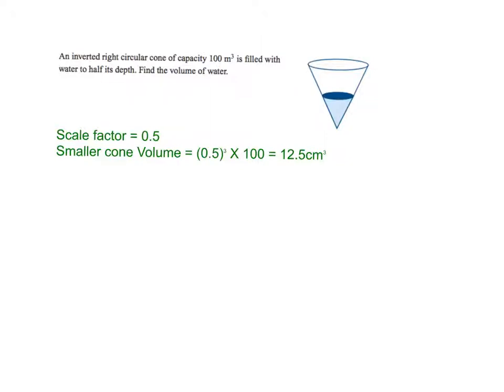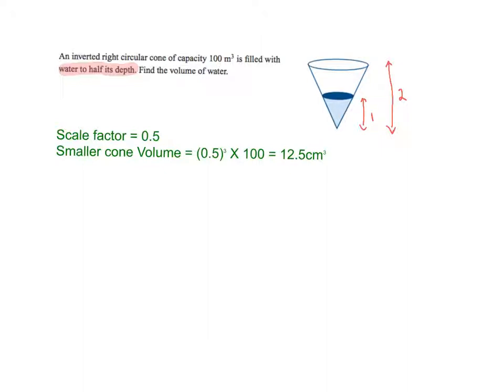So they say an inverted circular cone has a capacity of 100 meters cubed if filled with water to half its depth. So just to help you out there, when they say it is filled to half its depth, what you're actually getting told there is a little bit of a length ratio. If you said that was 1, then if you're half the depth, wouldn't that whole thing be 2? Can you see that? Yeah?